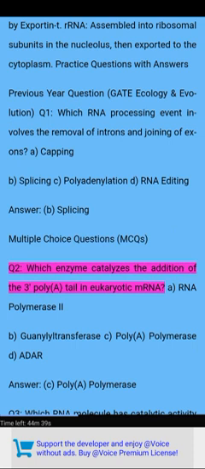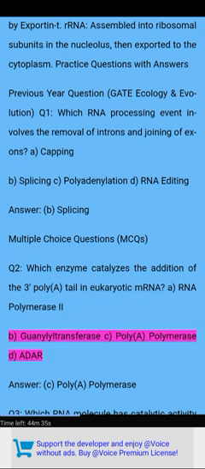Q2. Which enzyme catalyzes the addition of the 3' poly A tail in eukaryotic mRNA? A. RNA polymerase 2. B. Guanylyltransferase. C. Poly A polymerase. D. ADAR. Answer: C. Poly A polymerase.